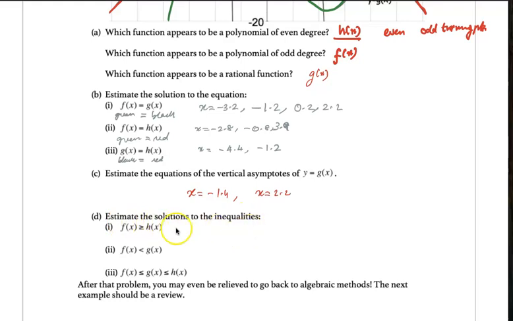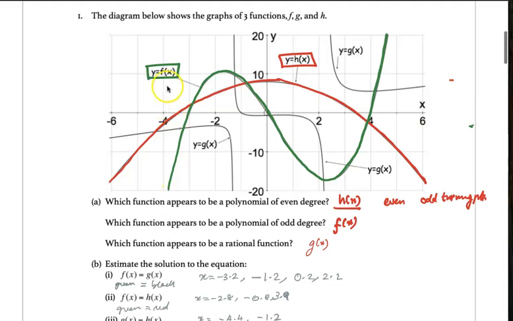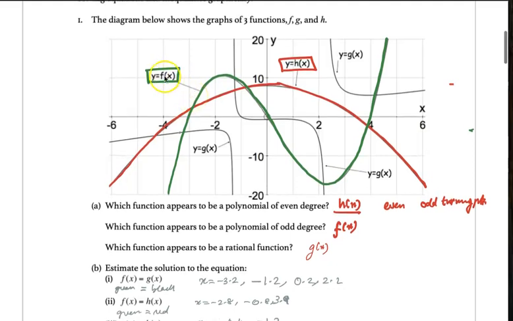Estimate the solution of the inequality when f(x) is greater than or equal to h(x). So when f(x), your green, is above red, from here to here. And beyond this, green is above red. What will you call this value? Minus 3.2? No, 2.8.